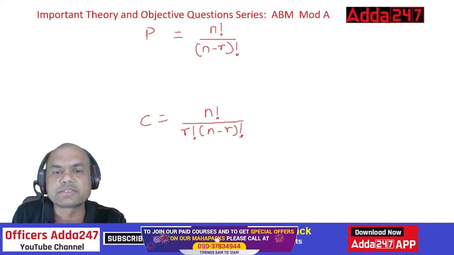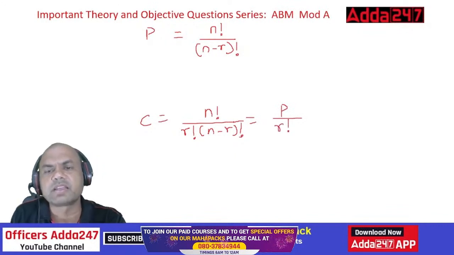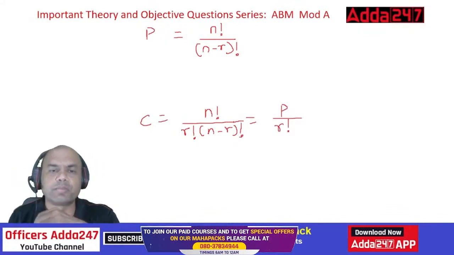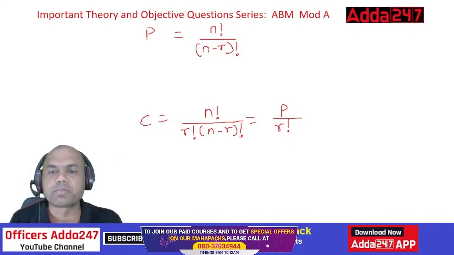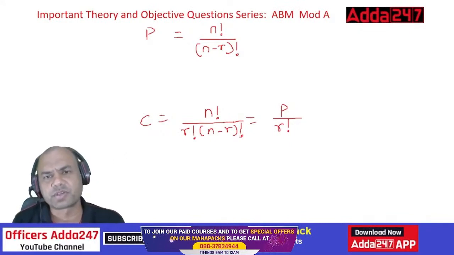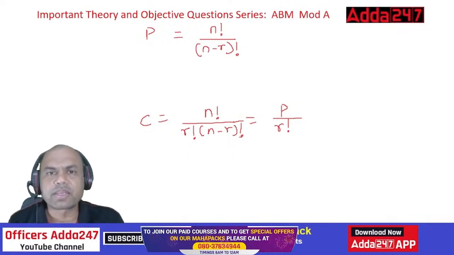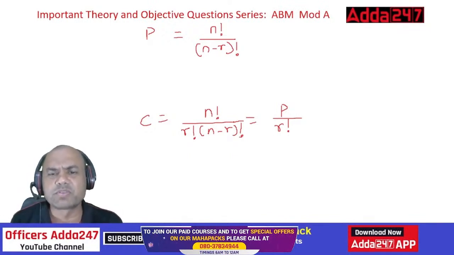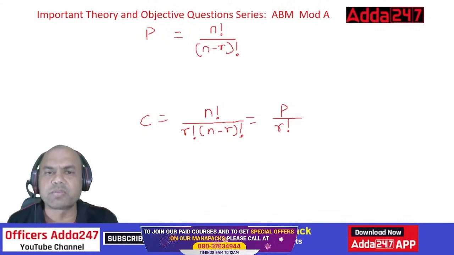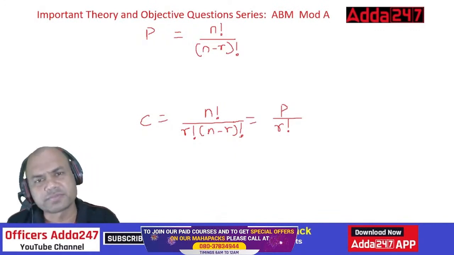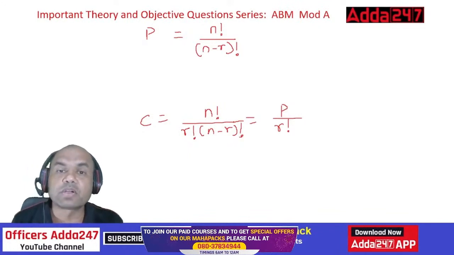You can write this another way also: permutation upon r factorial. Even that is the right answer. Combination equals permutation upon r factorial, it's one and the same. So while remembering the formula, always remember only one formula. You remember only the combination formula, or only permutation. Anyone is okay. But remember, what is n, what is r?